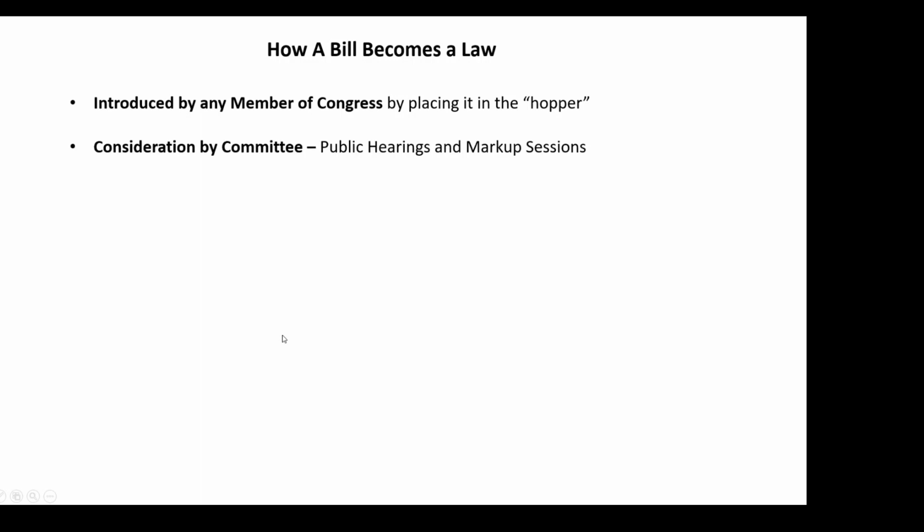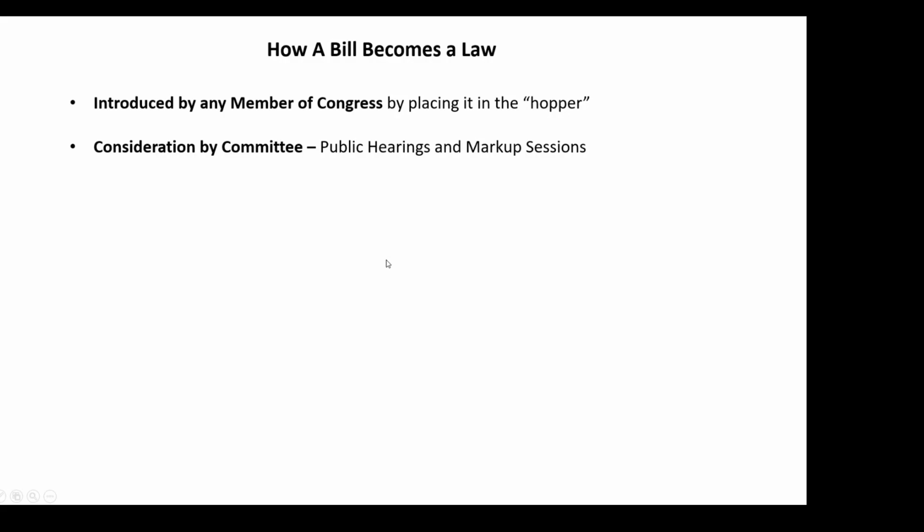How does a bill become law? So we say either one of those 3 entities introduced it. It's introduced by any member of Congress by placing it in the hopper. We want to send it forward for it to become law. So it's labeled and placed in the hopper. Then it's considered by a committee.